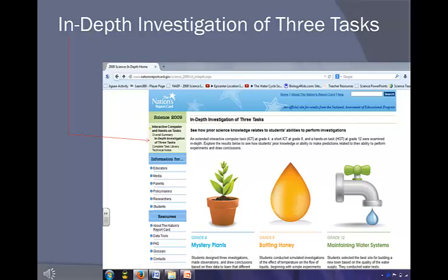There are a few other areas of the website I would like to point out. On the left side of the web page, there are a couple of things you as a teacher should take a look at. First, there is a tab to take you to an in-depth investigation of 3 tasks. Bottling honey is one of those investigations.